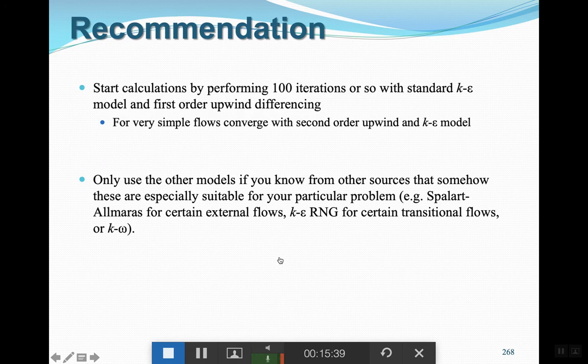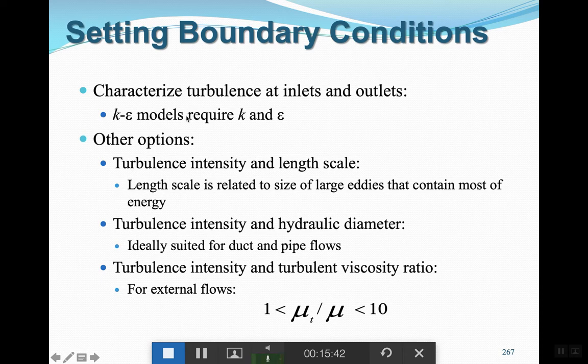You can provide k and epsilon. You can provide direct numbers of k epsilon, but usually that's a difficult thing to do, because unless you have some sort of experiment, it's very difficult to provide numbers for k epsilon, because usually these numbers come from experimentation, and unless you have done some sort of experiment, this is not possible. So if we don't have the numbers for k epsilon, what shall we do? There are other options for us.